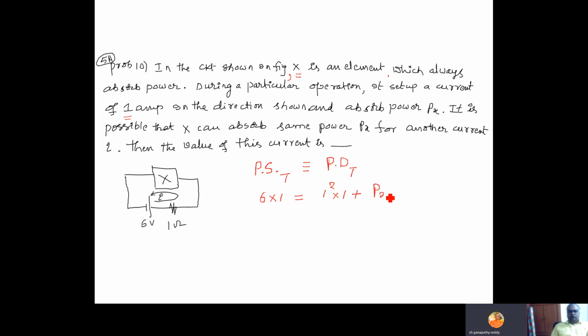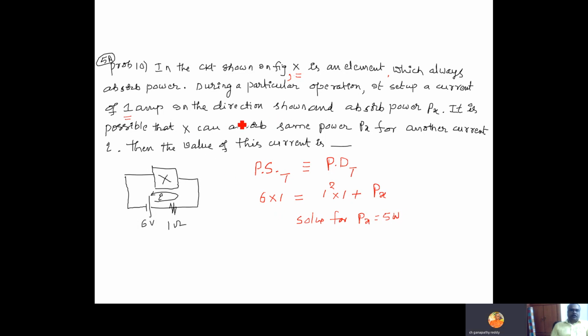This Px we don't know. So 6 minus 1, solve for Px. Px is 5 watts.